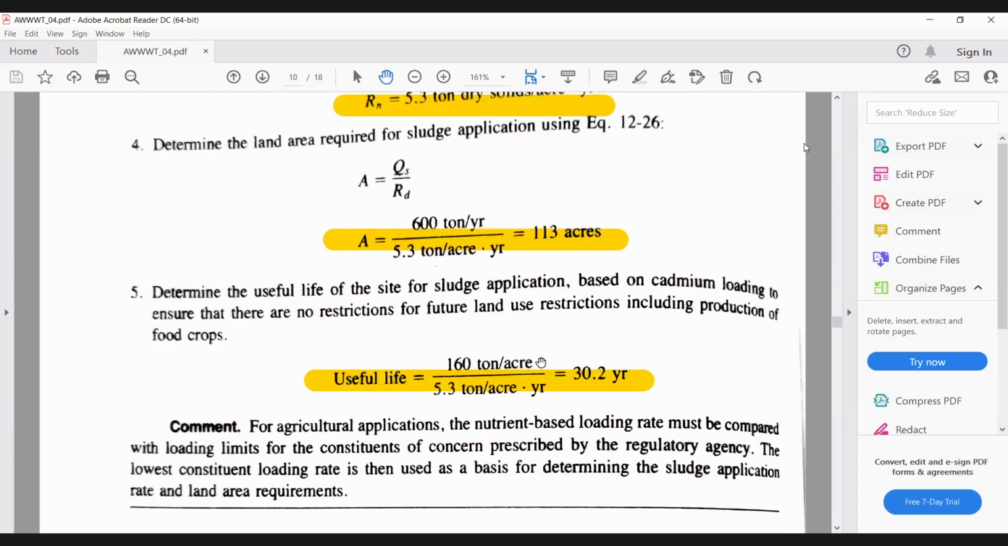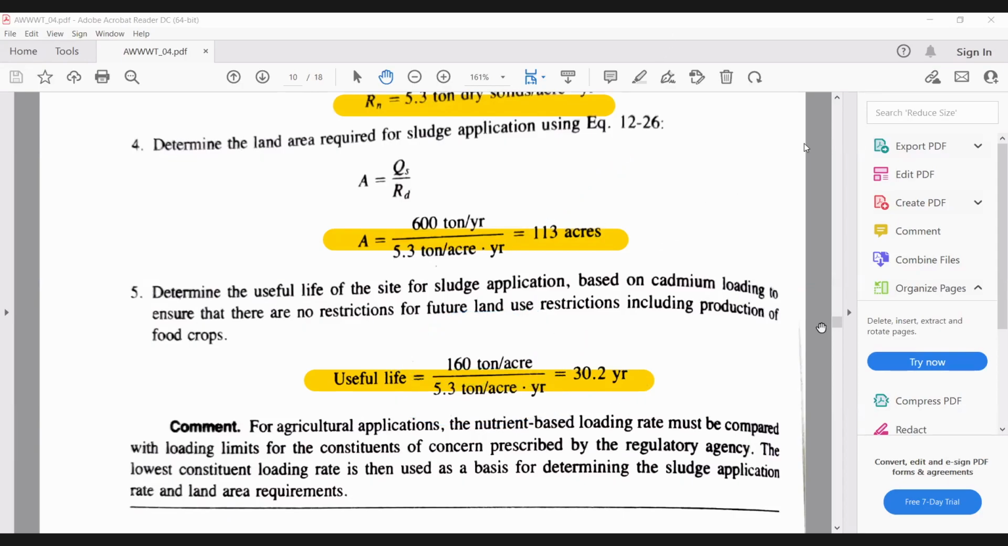So 160 ton per acre, that is the maximum value. Now 5.3 ton per acre, that is the requirement of the crop. So continuously we can dispose that sludge in that land. After that, you need to stop. Why? Because now the chromium limit is going to cross, and as per the regulatory limit, you are not allowed to dispose your sludge in that particular area. I think it is clear now.